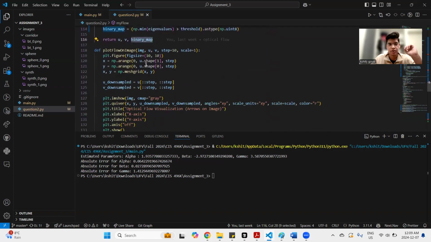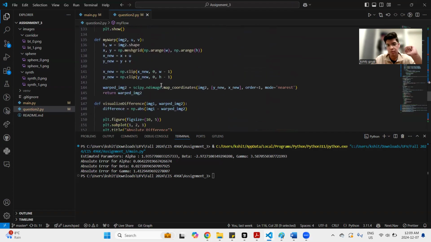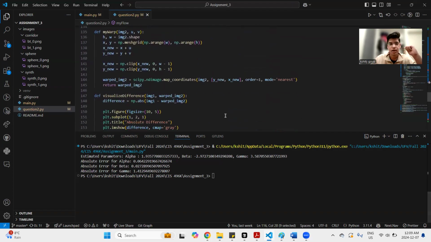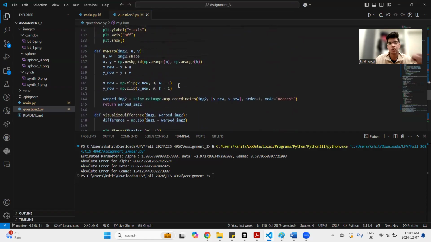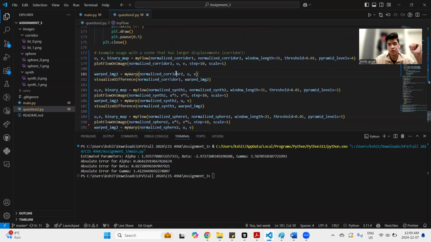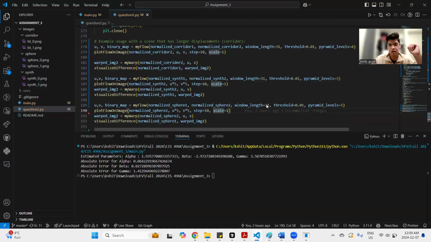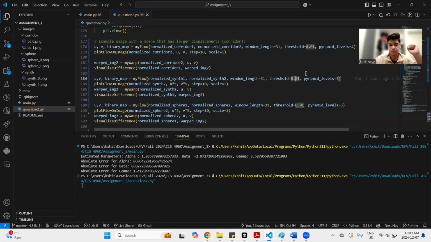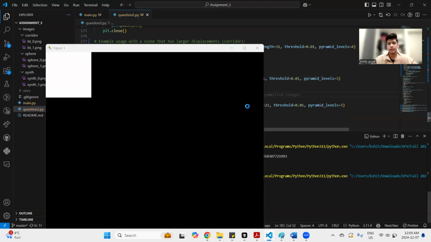Then I plot the flows on my images, and there's also my warp function for the third part of the question. I can visualize the difference between the original image and the warped image. That's what I do for the corridor, the synth, and the spheres. So now I'll just run my code, and wait for it to run.